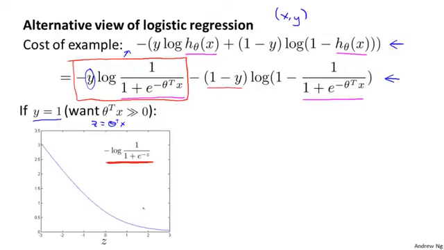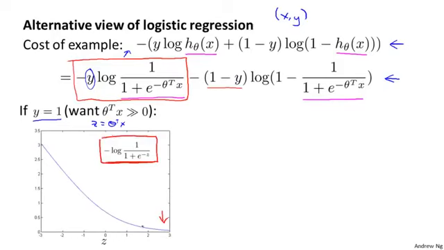And if we plot this function as a function of z, what you find is that you get this curve shown on the lower left of this line. And we also see that when z is large, that is when theta transpose x is large, that corresponds to a fairly small contribution to the cost function. And this kind of explains why when logistic regression sees a positive example with y equals 1, it tries to set theta transpose x to be very large, because that corresponds to this term in the cost function.